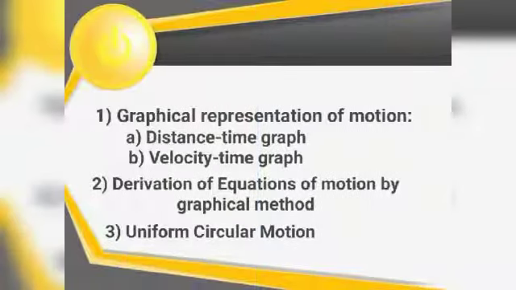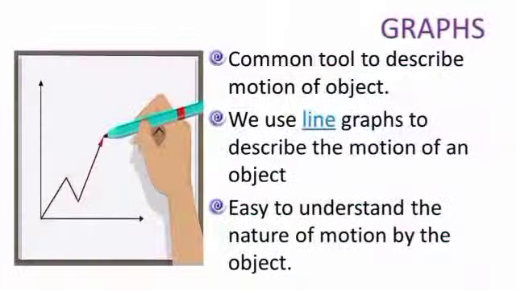In this video, we are going to discuss graphical representation of motion, derivation of equations of motion, and uniform circular motion. Graphical representation makes it simpler to understand the data. When analyzing motion, graphs representing values of various parameters of motion make it simpler to solve problems. Usually, we use line graphs to describe motion of an object.